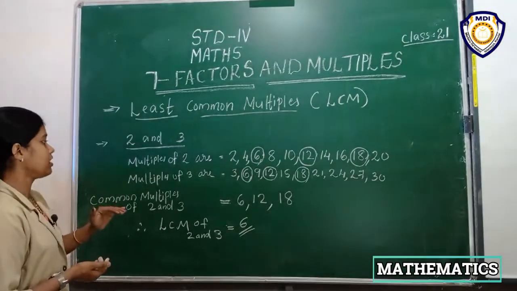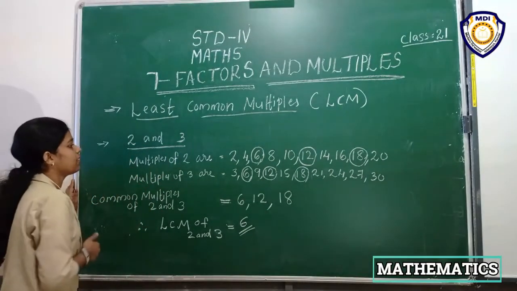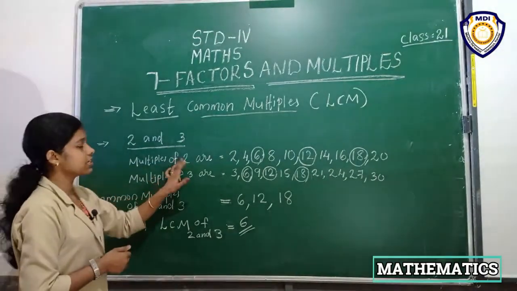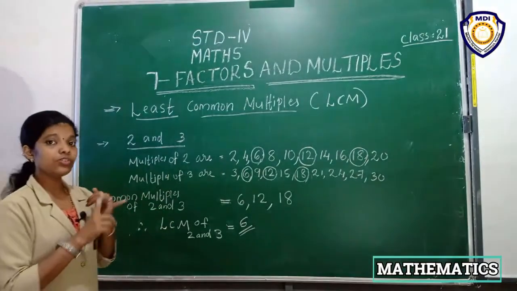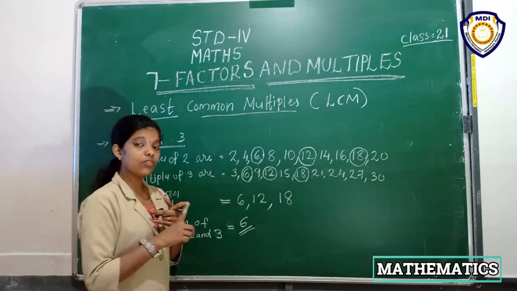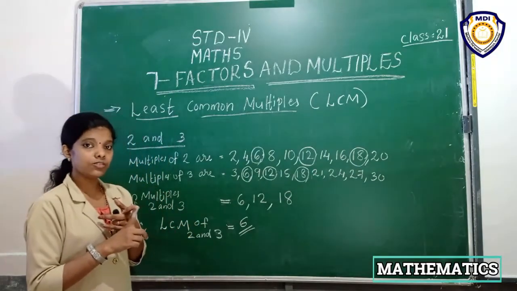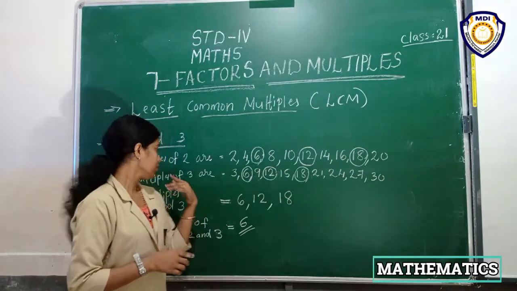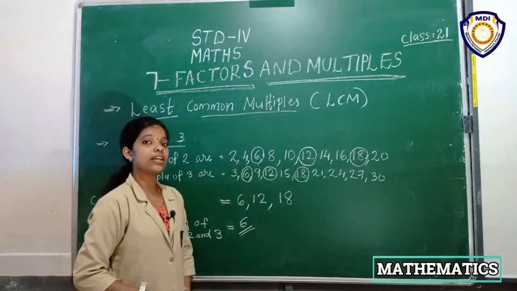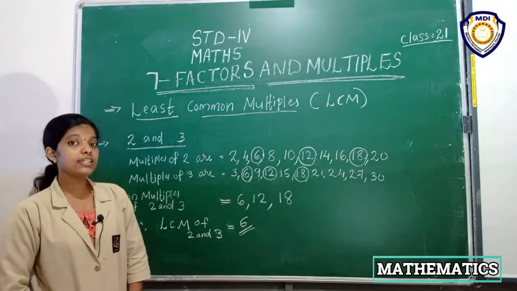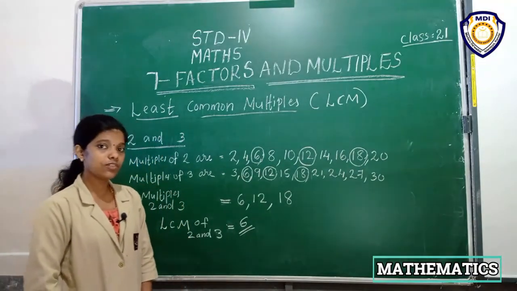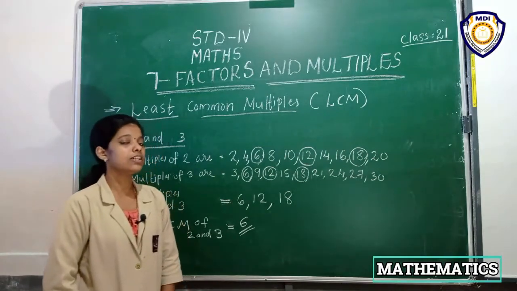Okay. How to find out? Firstly, we want the multiples of 2. We write: multiples of 2 are 2, 4, 6, 8, 10, 12, 14, 16, 18 and 20. Then we write multiples of 3: 3, 6, 9, 12, 15, 18, 21, 24, 27 and 30.